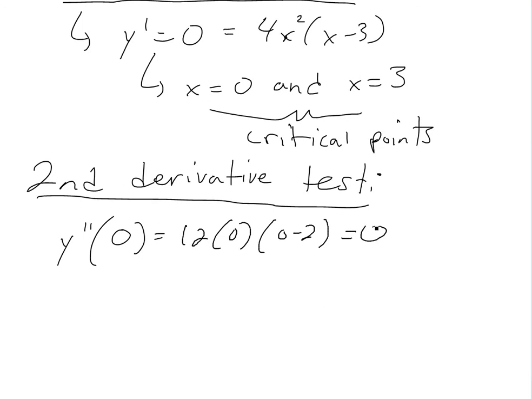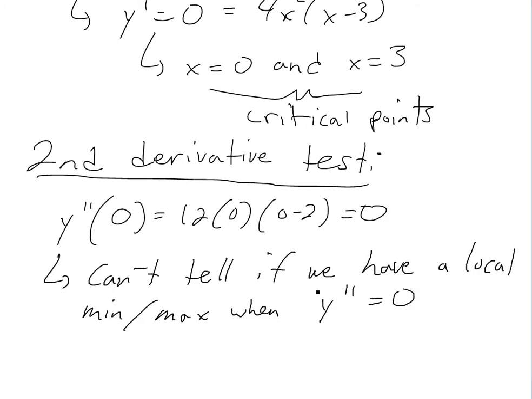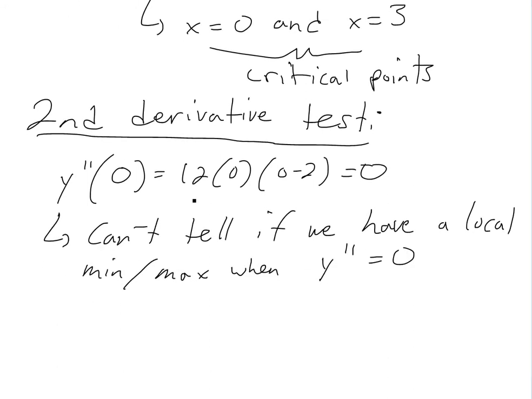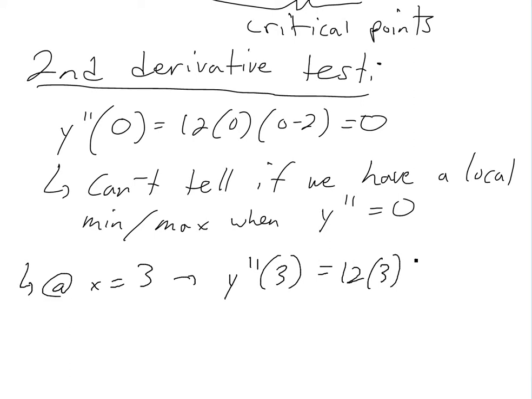But then with the second derivative test, we can't tell if it's a local min or max, because the value is 0 here and it's not greater or less than 0. So we can't apply the second derivative test at this critical point, and we can't tell if there is a local max or min there. Now let's look at the second critical point. At x equals 3, the second derivative is going to be equal to 12 times 3 times (3 minus 2).